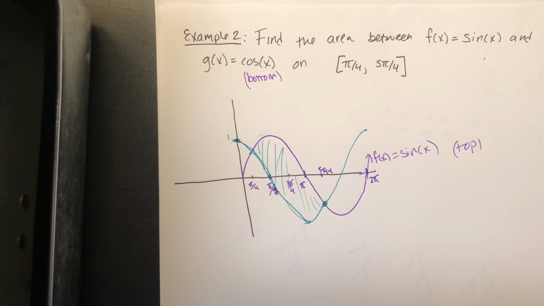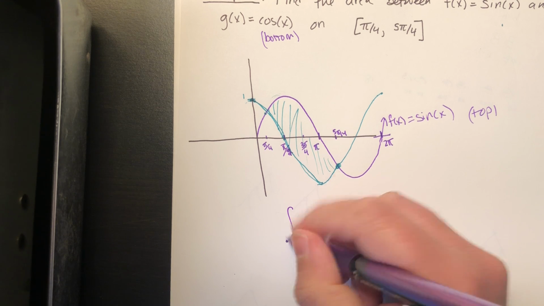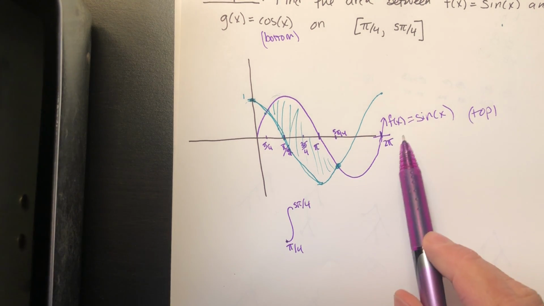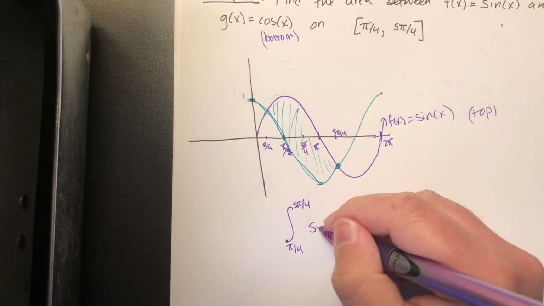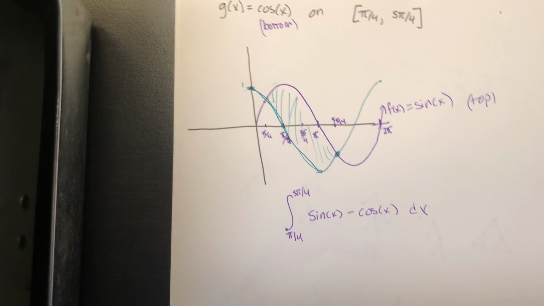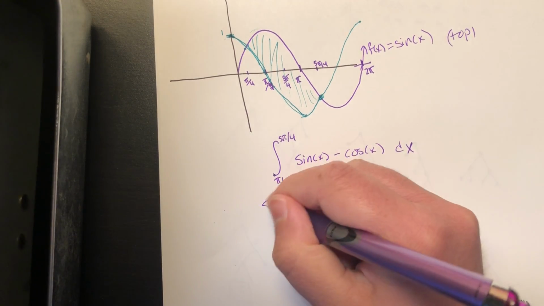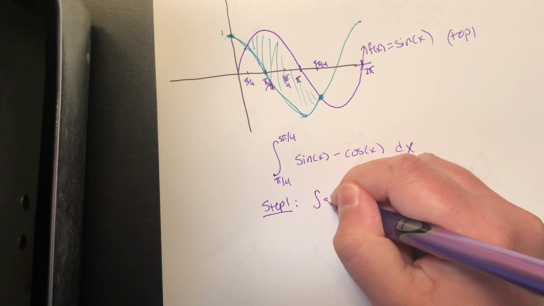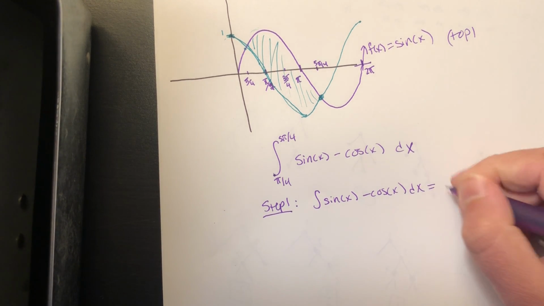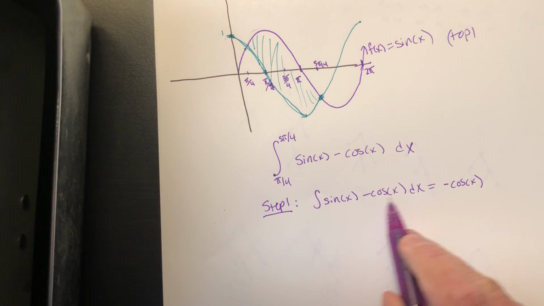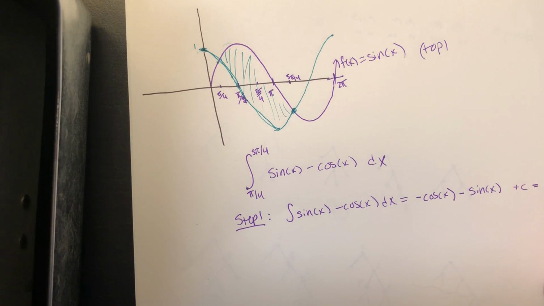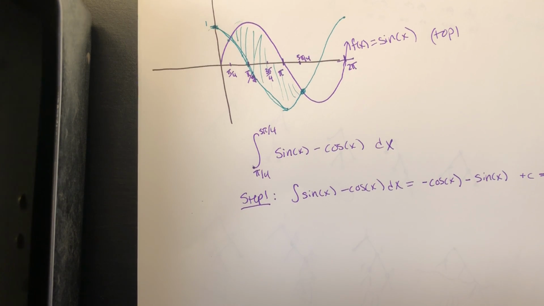x is the bottom. And so what we need to do here is find the definite integral on the interval from pi over 4 to 5 pi over 4 of the top function minus the bottom function. So sine of x minus cosine of x dx. And this is as simple as using the fundamental theorem of calculus. So remember that the first step here would be to take the antiderivative of this function. Okay, so the antiderivative of sine we said was negative cosine, and the antiderivative of negative cosine is negative sine. And there's a plus c, but that's going to go away when we plug in the bounds.